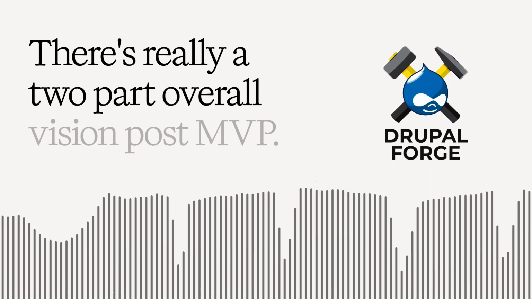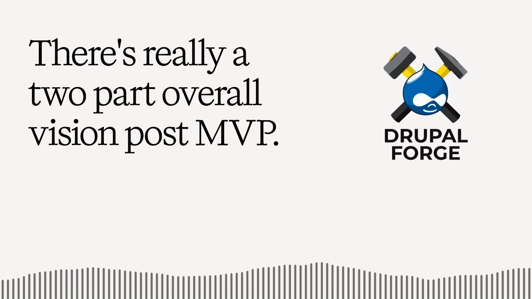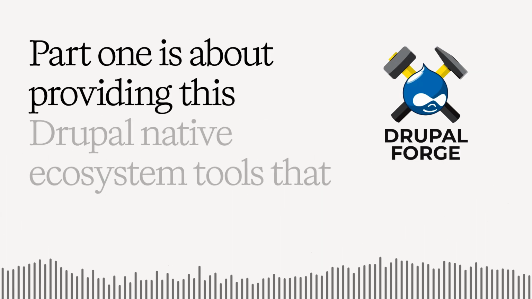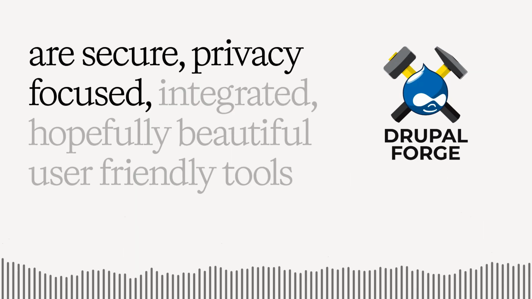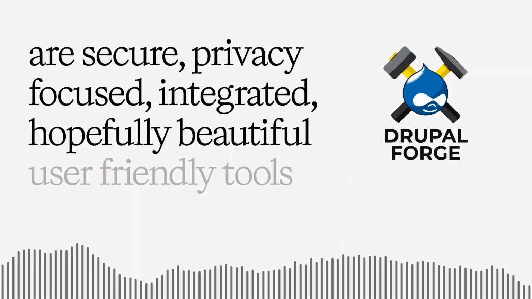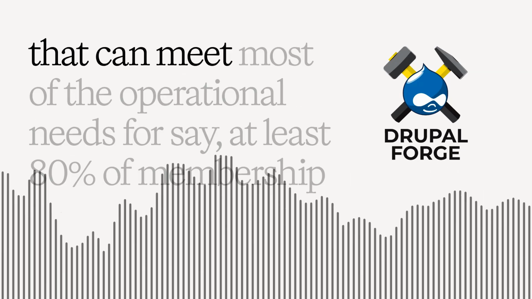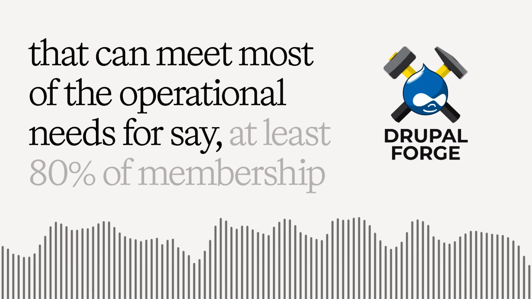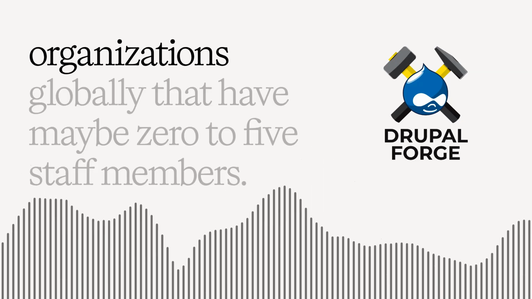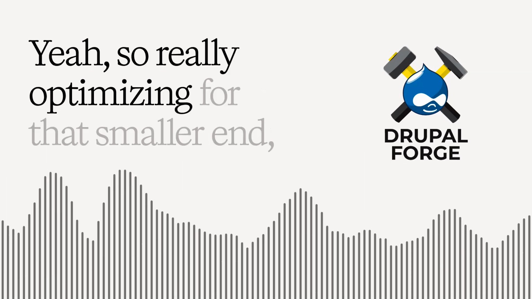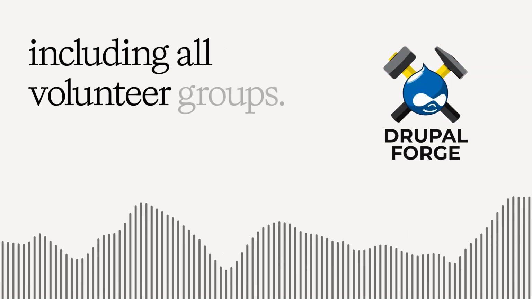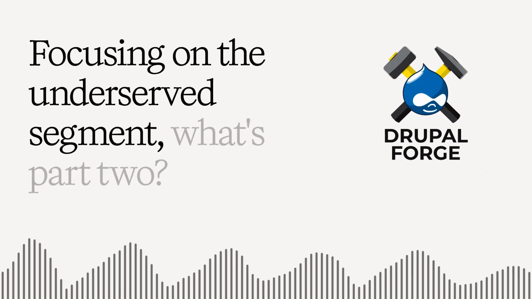Right. There's really a two-part overall vision post-MVP. Part one is about providing this Drupal-native ecosystem, tools that are secure, privacy-focused, integrated, hopefully beautiful, user-friendly, tools that can meet most of the operational needs for, say, at least 80% of membership organizations globally that have maybe 0 to 5 staff members. Yeah. So really optimizing for that smaller end, including all-volunteer groups. Okay, focusing on the underserved segment, what's part two?